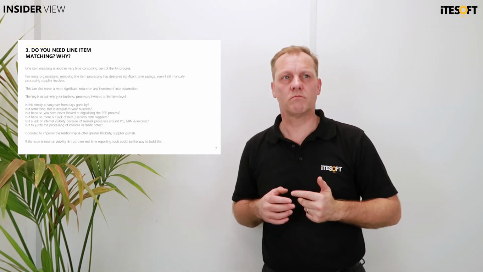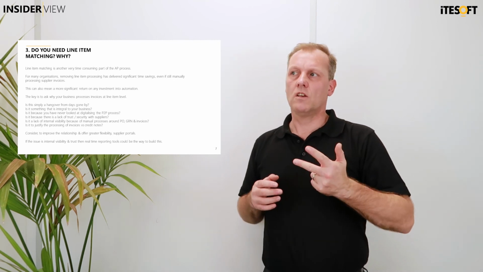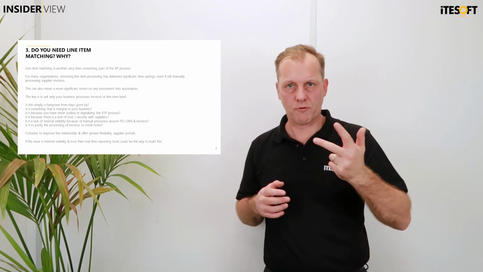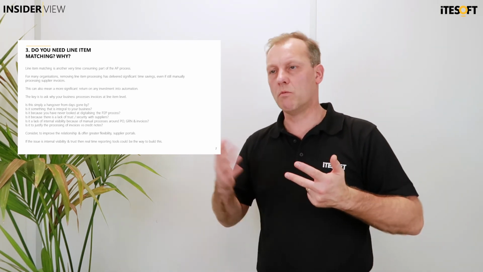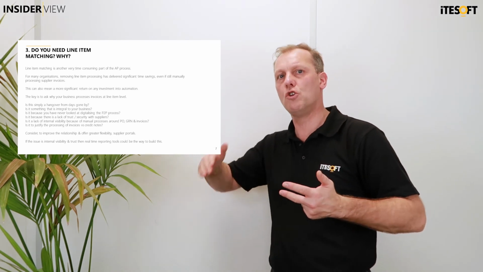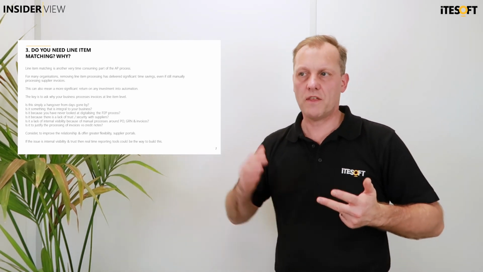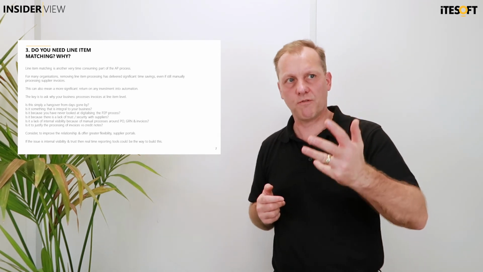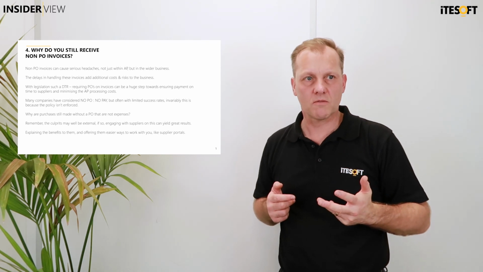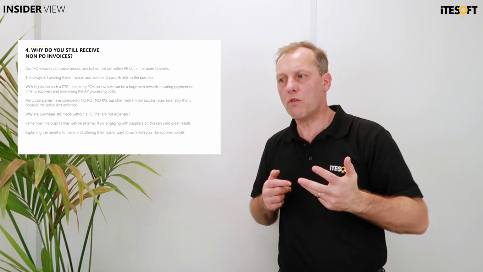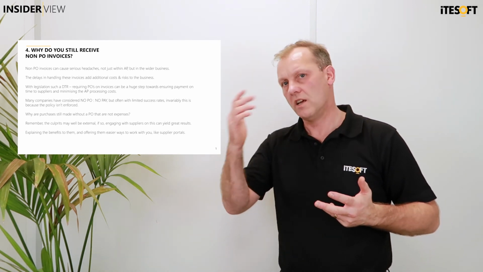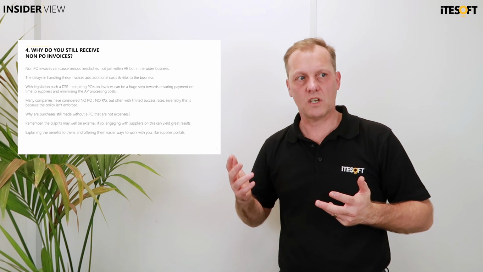Session 3. Do you need line items? Why? So this is important. If the issue for yourselves internally is about reporting and trust, and the key one here is really about reporting, because you can then use that to build everything else, then you need to be able to look at this. Session 4. Why are you still receiving non-PO invoices? And there are other ways of being able to deal with this. I mentioned during that session, ITESOFT has a supplier portal that will help with this side of things.